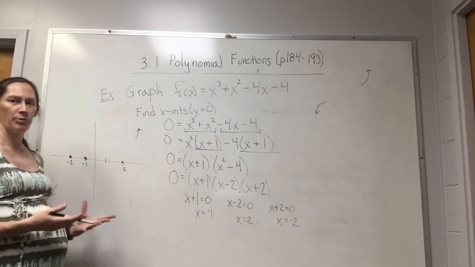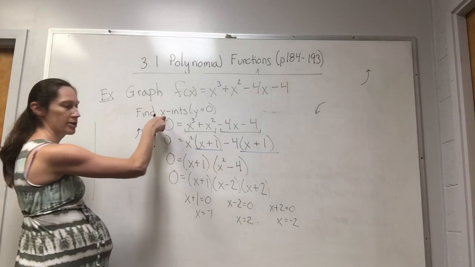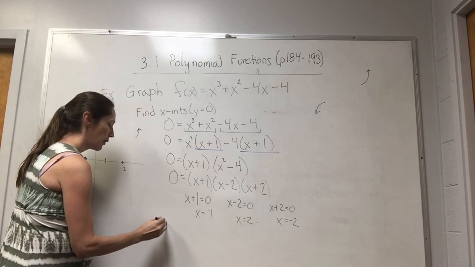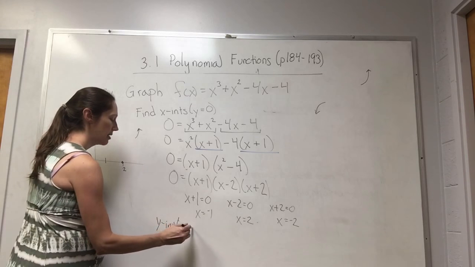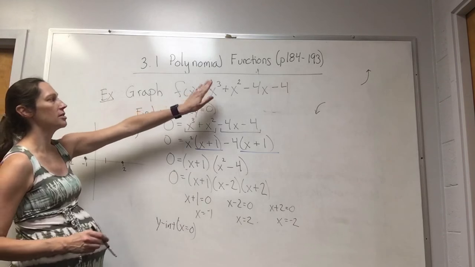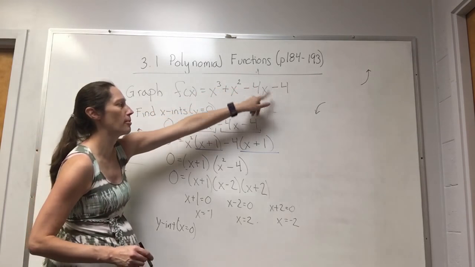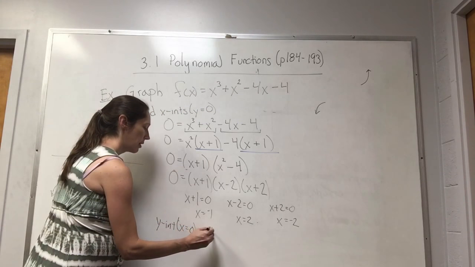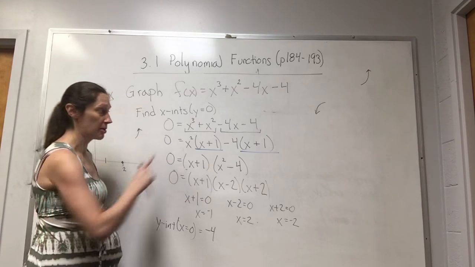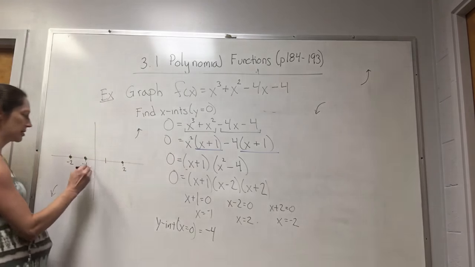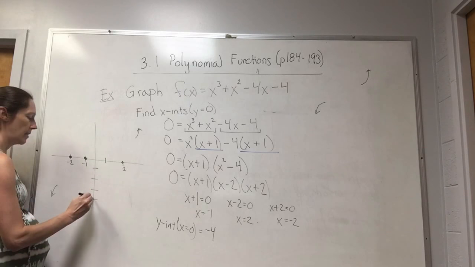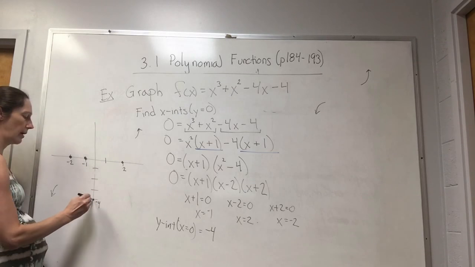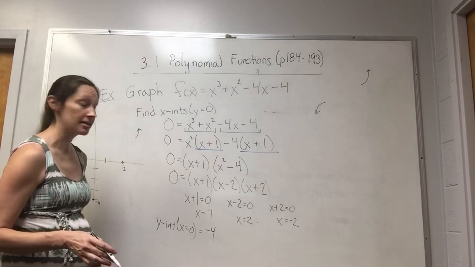It might be helpful at this point to also think about the y-intercept. A function's only ever going to have one y-intercept. Y-intercepts occur when x is equal to 0. So if I plug in 0 to the function, 0, 0, 0 minus 4, it's pretty simple to find a y-intercept. It's much more complicated to find those x-intercepts. I have a y-intercept at -4.